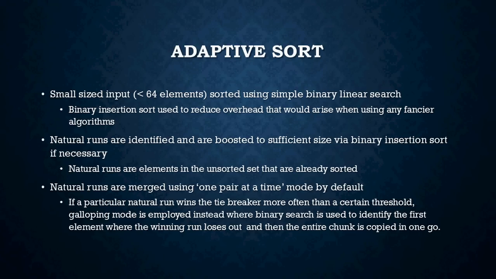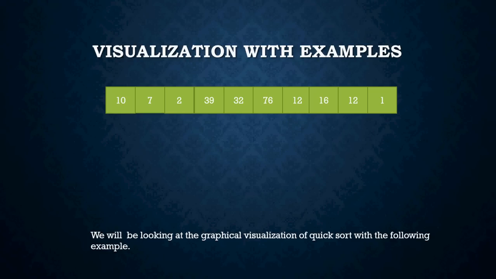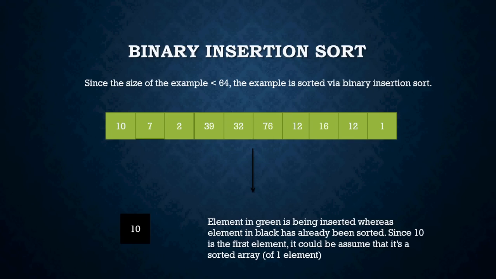Here's a basic visualization of how timsort would work on an example array as shown here. Since it's clearly less than 64 elements long, the example can be simplified. The example will be sorted using binary insertion sort by timsort. So we have in green the list that has to be sorted, and in black the list that's already been sorted. Since 10 is the first element, it can be considered to be sorted on its own.